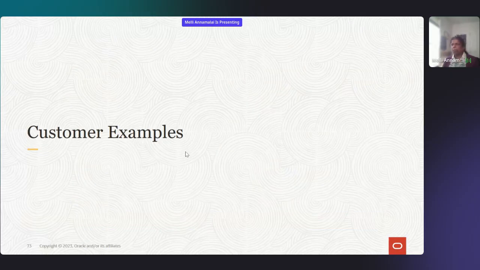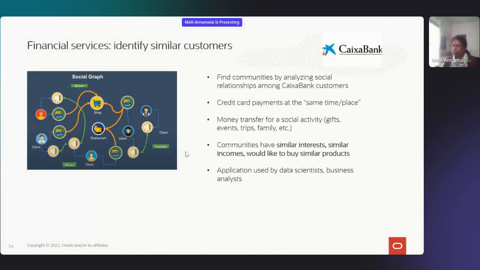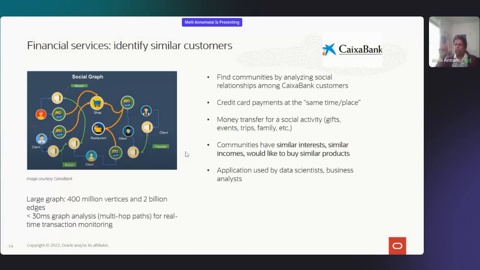So, some customer examples. These folks are using graph server because we don't yet have the graph analytics algorithms in the database, but like I said, we're moving in that direction. Kesha Bank wanted to analyze their customers based on their activity, like if they swipe their credit card in the same eating establishment within a few seconds of each other, maybe they're friends or maybe they're colleagues who went out to have lunch together.